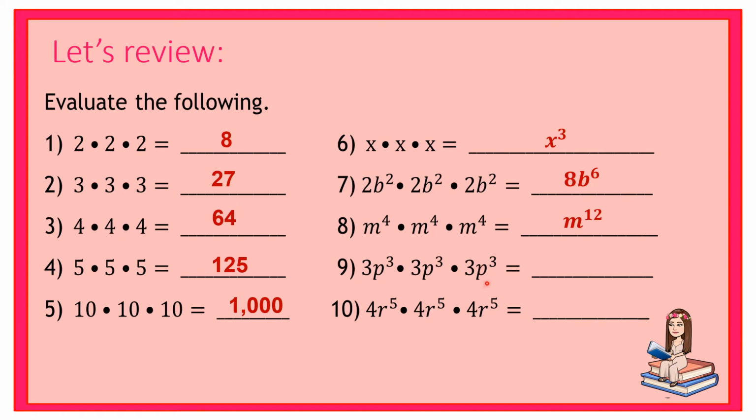Then, if we have 3p cubed times 3p cubed times 3p cubed, that is 27p to the 9th. So, if you get the cube root of 27p to the 9, cube root ng 27 ay 3, cube root ng p to the 9, divide the exponent by 3, is p cubed. And then, if you have 4r to the 5th times 4r to the 5th times 4r to the 5th, that is 64r to the 15th. If you get the cube root, then the cube root of 64 is 4. Then the cube root of r to the 15, you copy r and you divide the exponent by 3. So that is r to the 5th. Okay, then we proceed.